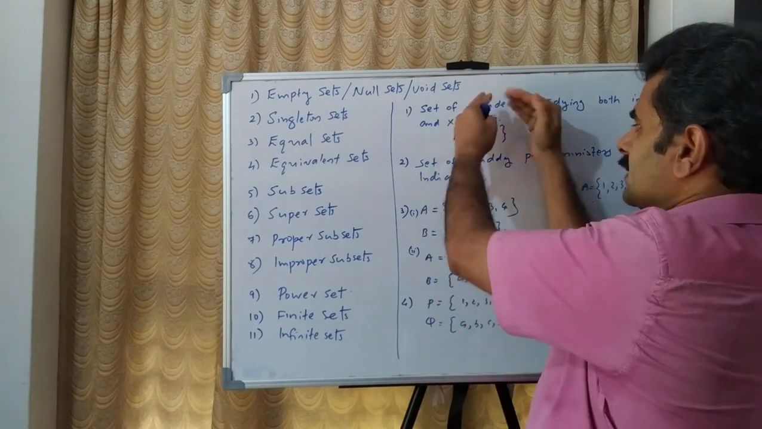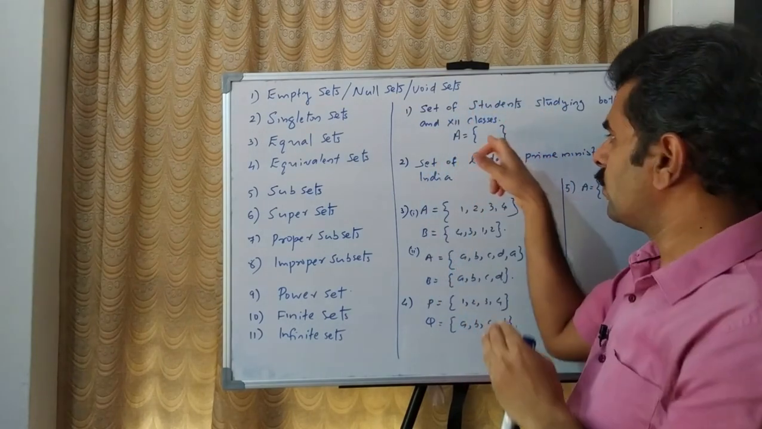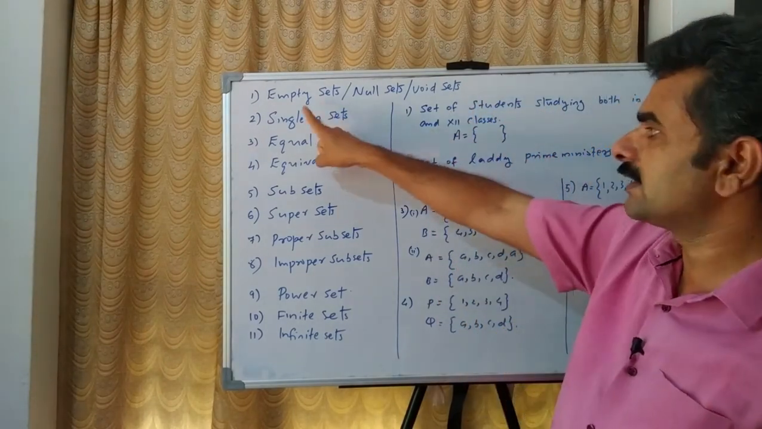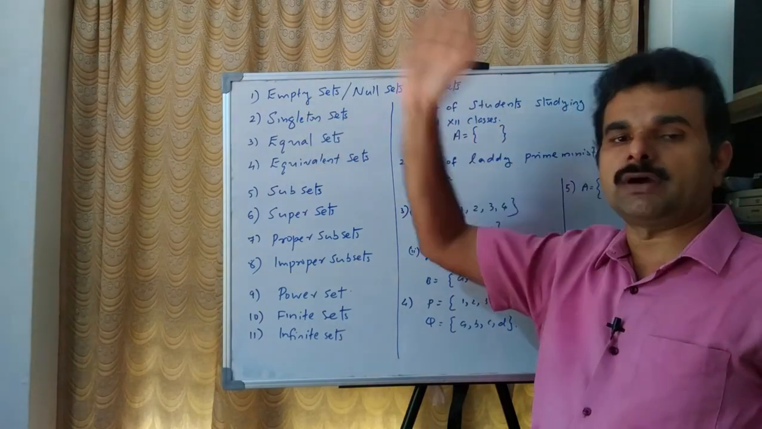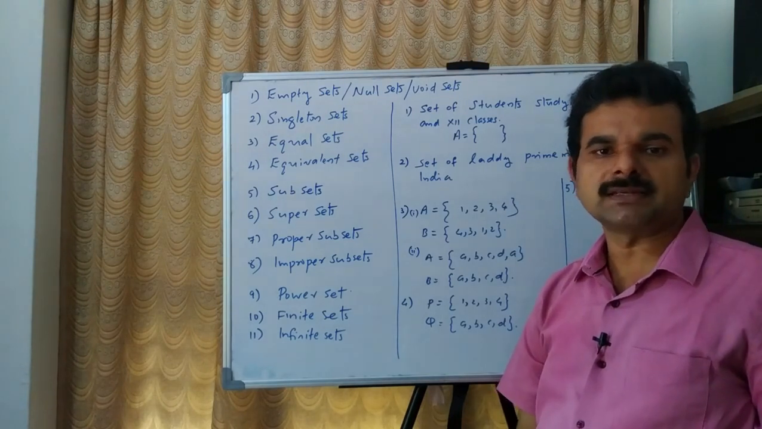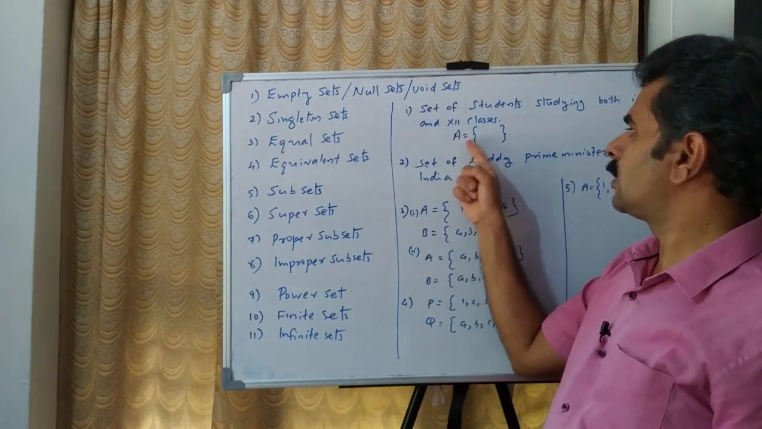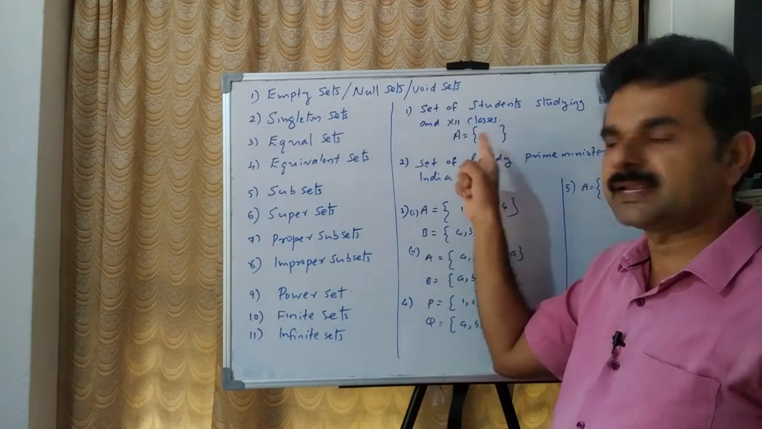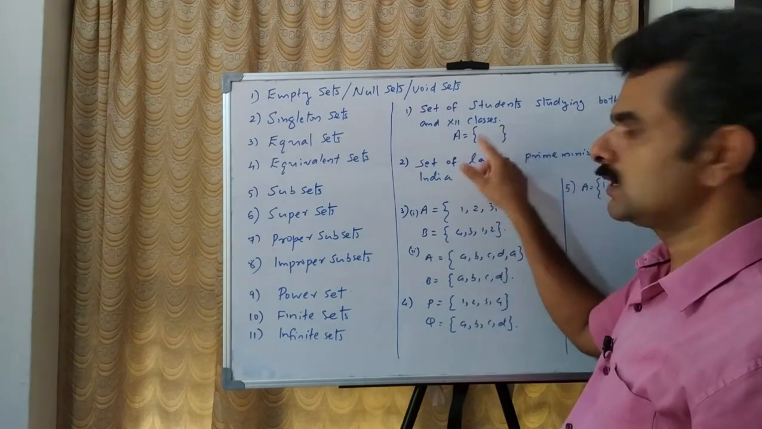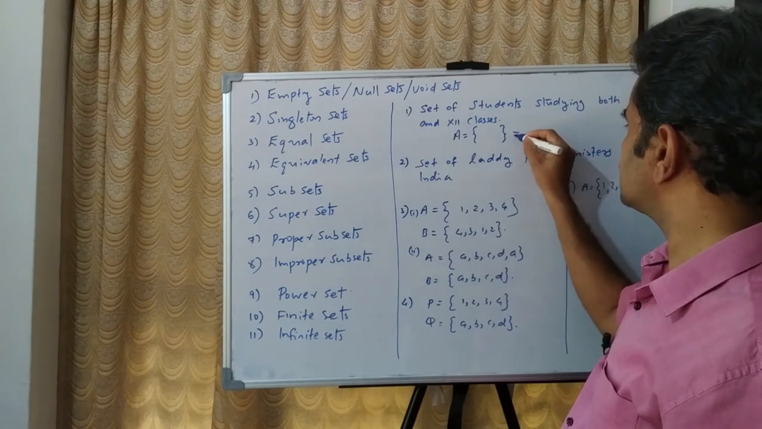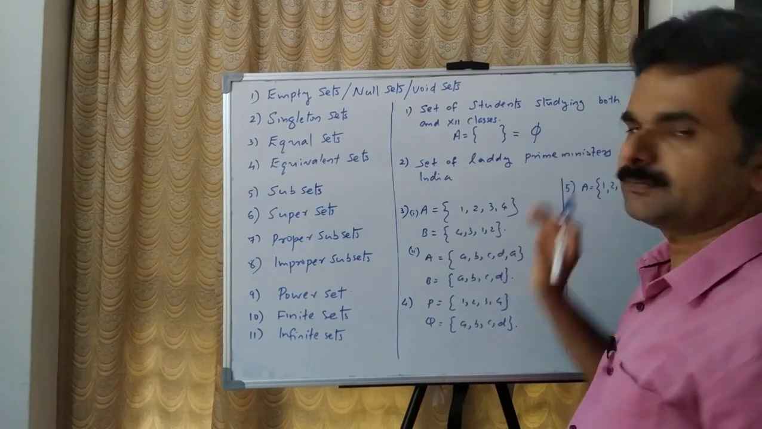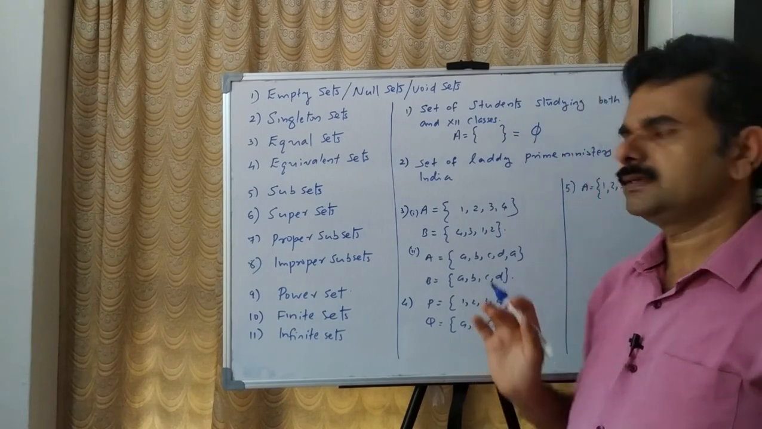Only curly brackets are there, but no elements can be seen. So what are empty sets? Empty sets are sets with no elements, isn't it? So this is the common notation for an empty set. Only brackets, no elements are here. This is also denoted as phi.